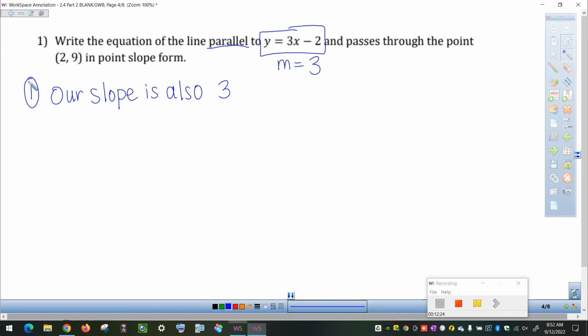Now, the y-intercept of the given line of -2, that actually does not have anything to do with us coming up with our equation. It doesn't matter what that is, because we don't need the y-intercept to determine how two lines are parallel. So I'm just going to make a little note here that we're going to ignore that part. We're going to ignore that -2. The only piece that we need is just to figure out the slope.